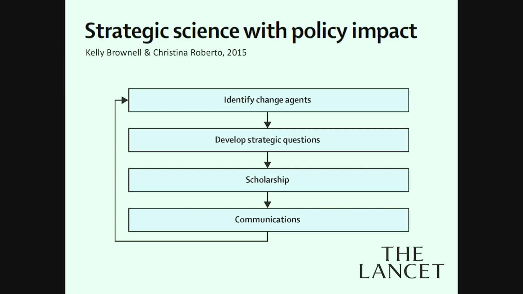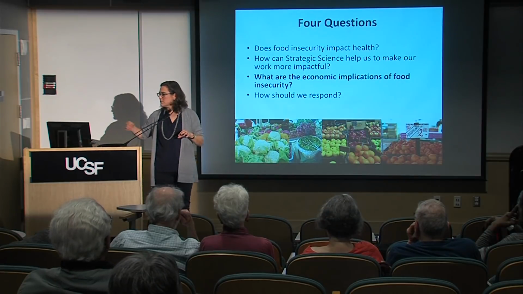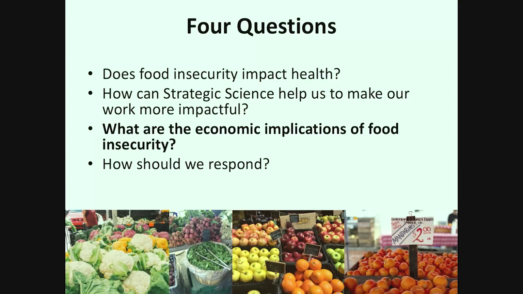And then I have to go and answer that question and communicate the answer back, not in the New England Journal of Medicine, but in a way that that change maker can use to make a change. This is the concept of strategic science. So that's my commercial break. We're going to come back to it, and we're going to use that to understand why and how we should think about the economic implications of food insecurity.